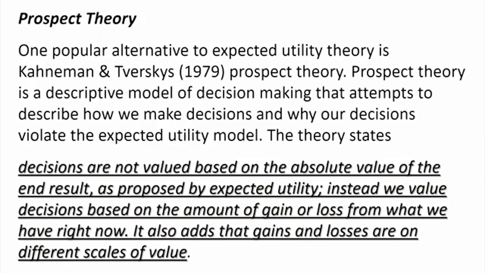The second prediction of prospect theory is that gains and losses are on different scales of value. People perceive gains as lower value, but losses as higher value. So, losing a 10 rupees note makes you feel that you have lost more than you would gain from getting 10 rupees. If this morning you get a 10 rupees note from somewhere, the happiness you get will not be equivalent to the sadness you feel if you lose 10 rupees at some point. And this is the kind of prediction that prospect theory makes.